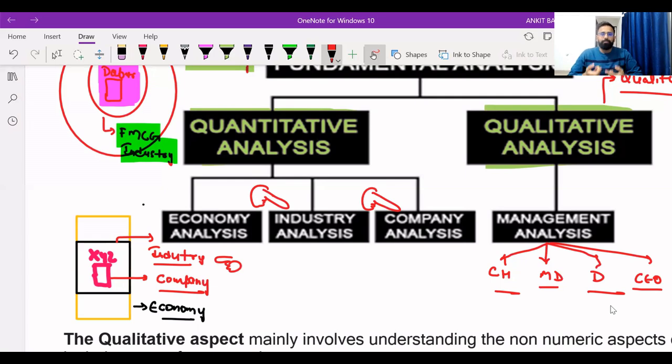So now we have begun the fundamental analysis process, and now we will be discussing more about fundamental analysis in the coming topic. So guys, stay tuned with us for better and more learning.